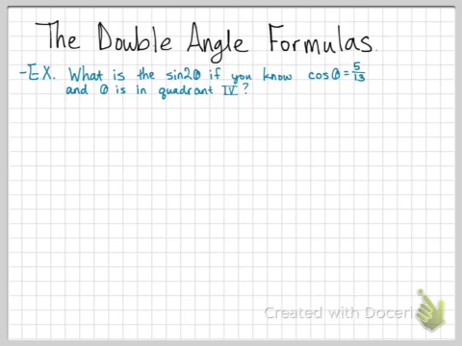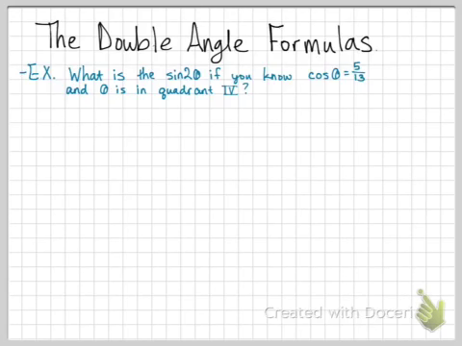So here's a perfectly random example. We want to know what the sine of the double angle is if we know that of our single angle, the cosine is 5/13 and the angle is in quadrant 4. So I don't have a basic identity I can use here, and I don't know any algebra to get me this. Please do not multiply 5/13 by 2.